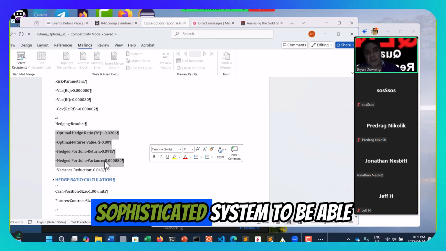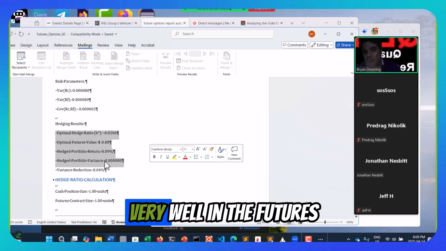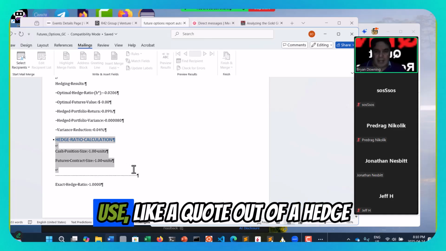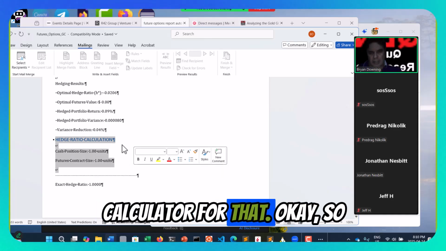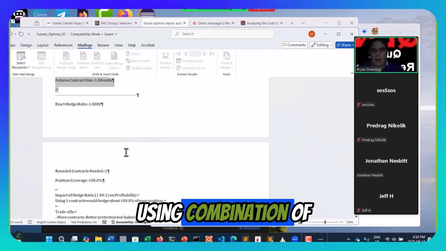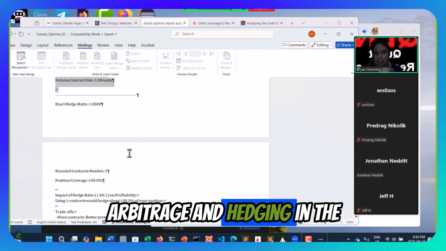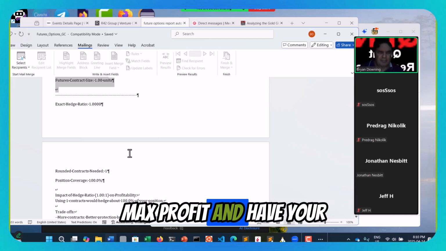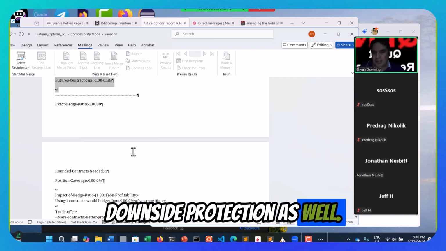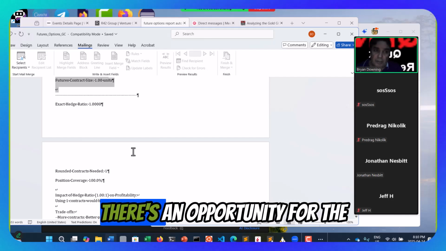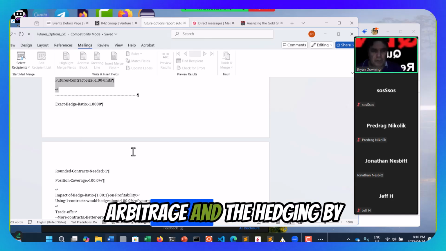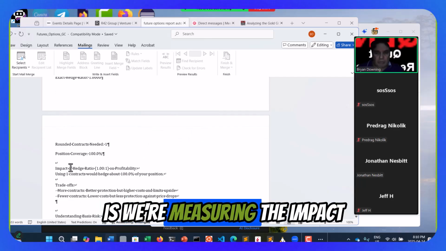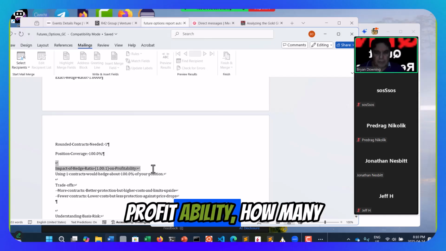If you had a sophisticated system to be able to use this data, you can do very well in the futures market. And then we can use the equivalent of a hedge calculator for that. So you're using a combination of arbitrage and hedging in the futures market and in the options market to determine max profit and have your downside protection as well. You can also measure if there's an opportunity for arbitrage and hedging by running all these simulations. Basically, we're measuring the impact of the hedge on the profitability.